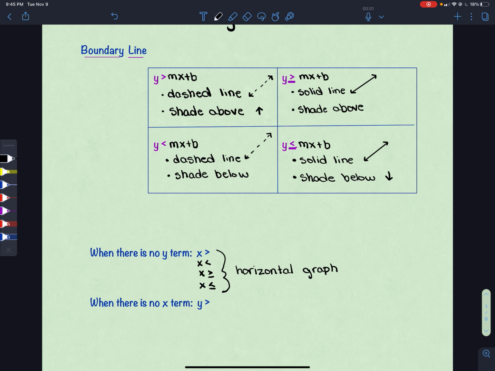Hold on, I had that backwards. Let me erase that. Okay, forgive me on that one. That one's not horizontal. When there is no y term and there's only an x term, it will give me a vertical graph. So it will never cross the y-axis. It will only cross the x-axis. Okay.